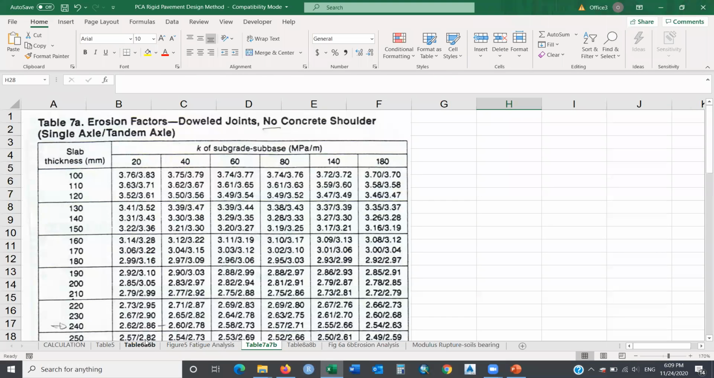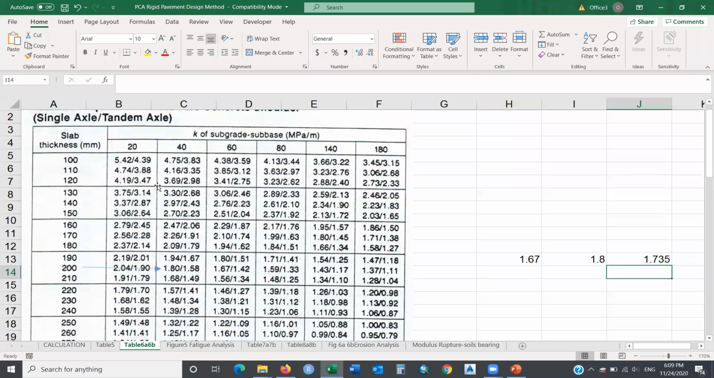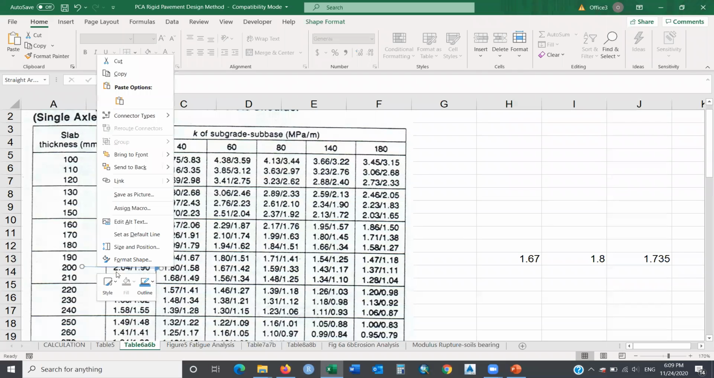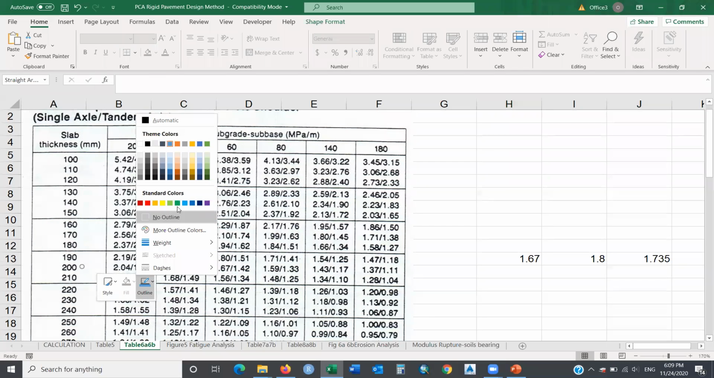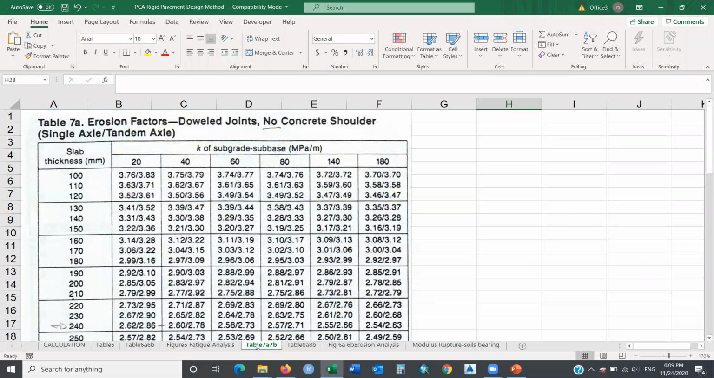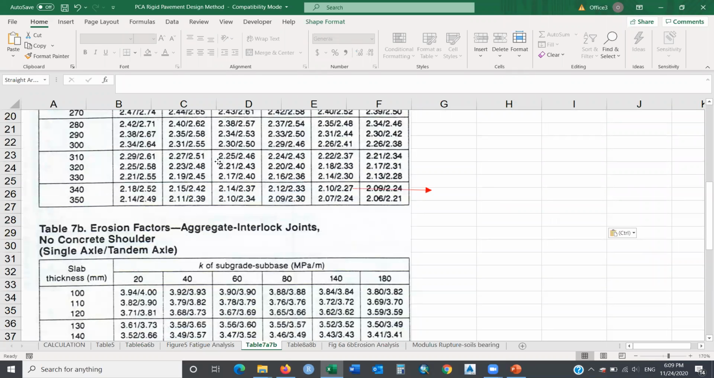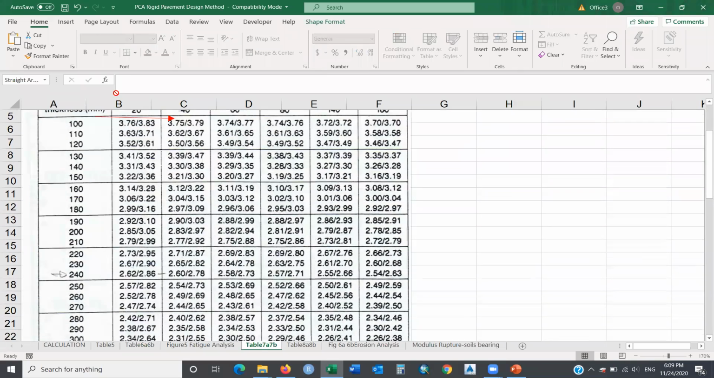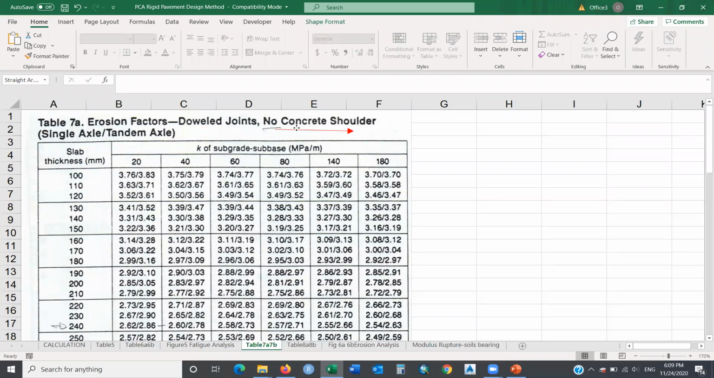So imagine, for instance, let me just bring the arrow I was using before. And this arrow is not very clear. So imagine you decide that you do want dowels, yes, and you don't want concrete shoulder. And you are gonna test the 200 millimeters. And your subgrade subbase combined modulus is 80. In that case, your erosion factor for single will be 2.81, and your erosion factor for tandem will be 2.91.